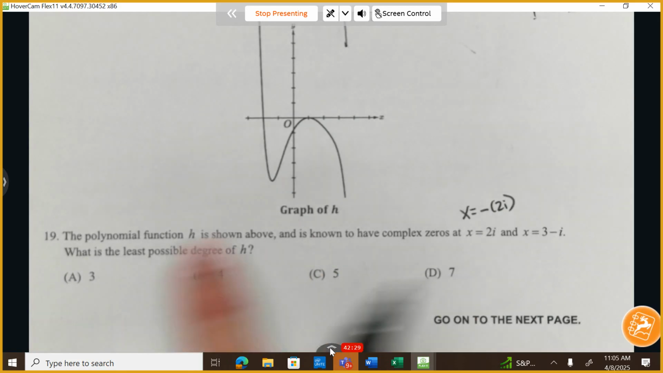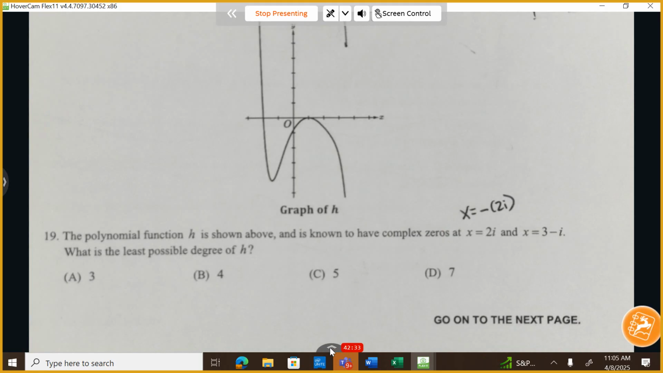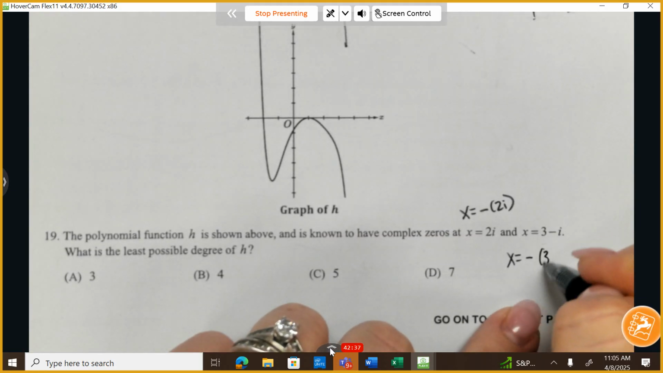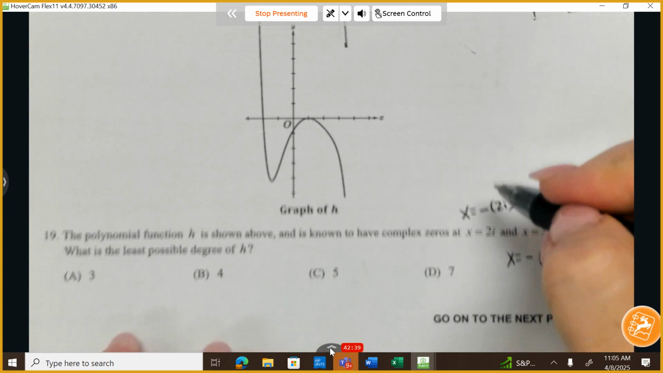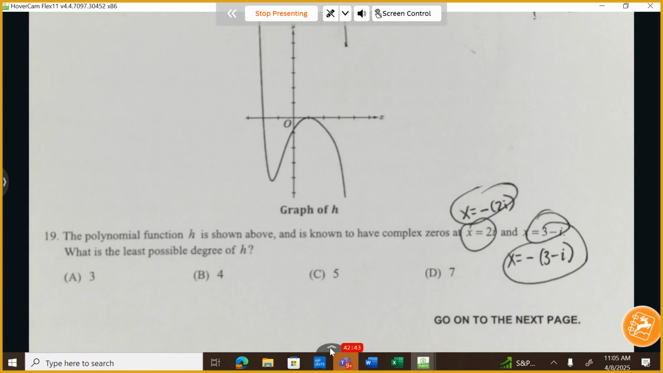What this says, and by the way, complex roots, we can't see them as actual x-intercepts. They're hidden. They're imaginary. If this is one complex root, then here's another one. So I already have 1, 2, 3, 4. I have 4 complex roots.